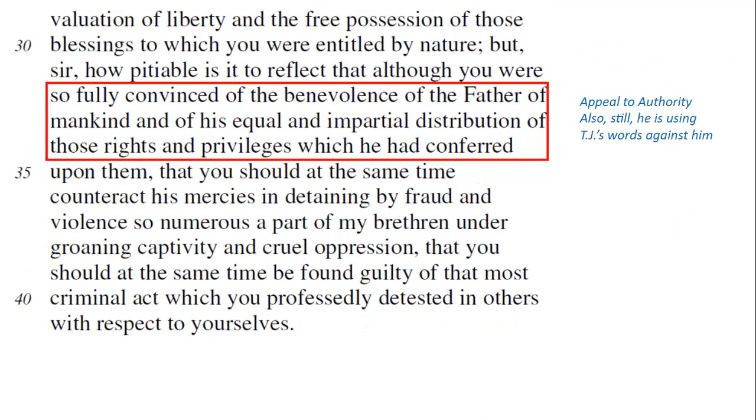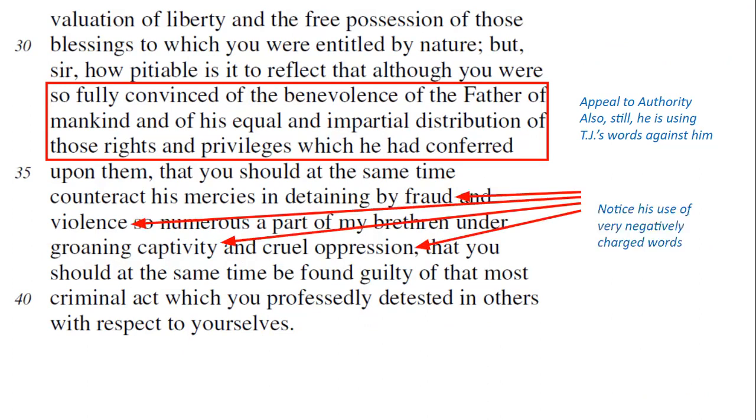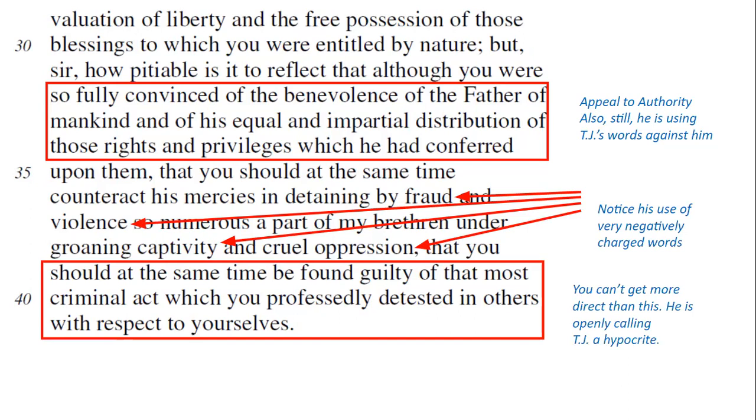Notice in lines 32 to 34, we have the appeal to authority. He's saying, quote, "the benevolence of the father of mankind." And then look at these negatively connotated words. He uses the words fraud, violence, groaning captivity, cruel oppression. Those words are in stark contrast to the words that he used in paragraph 1. These are highly negative. And then again, look at this, lines 39 to 41.